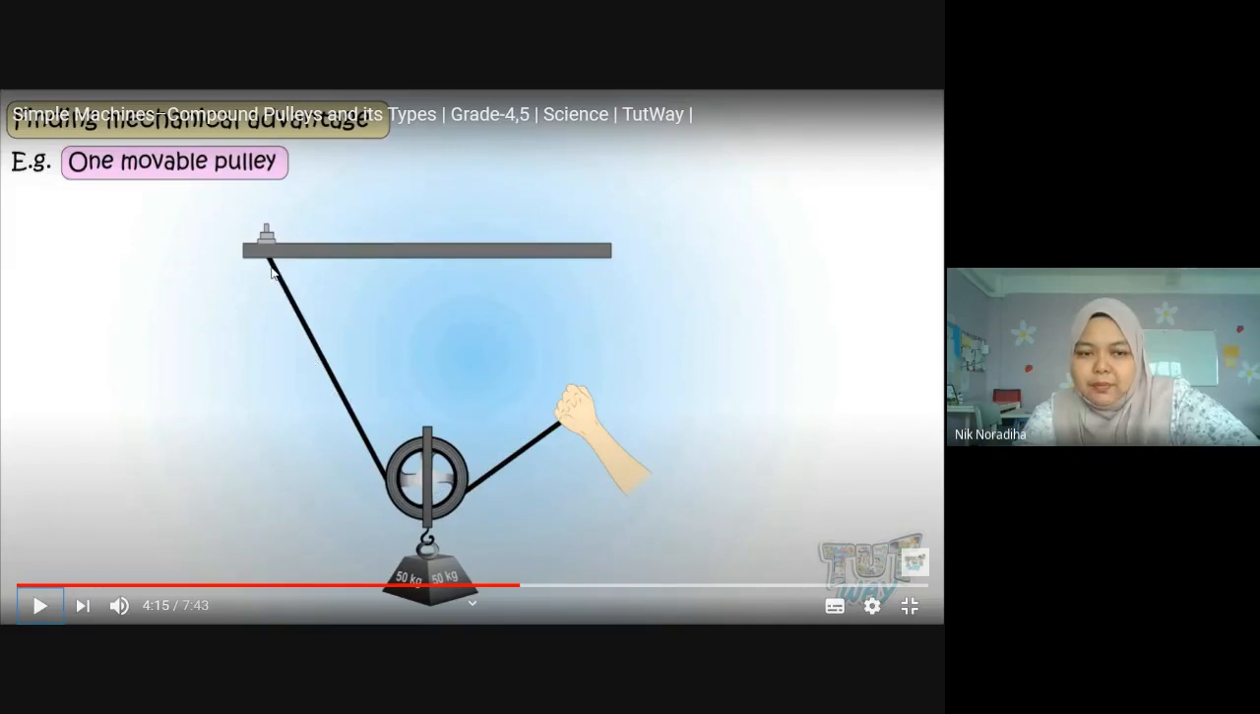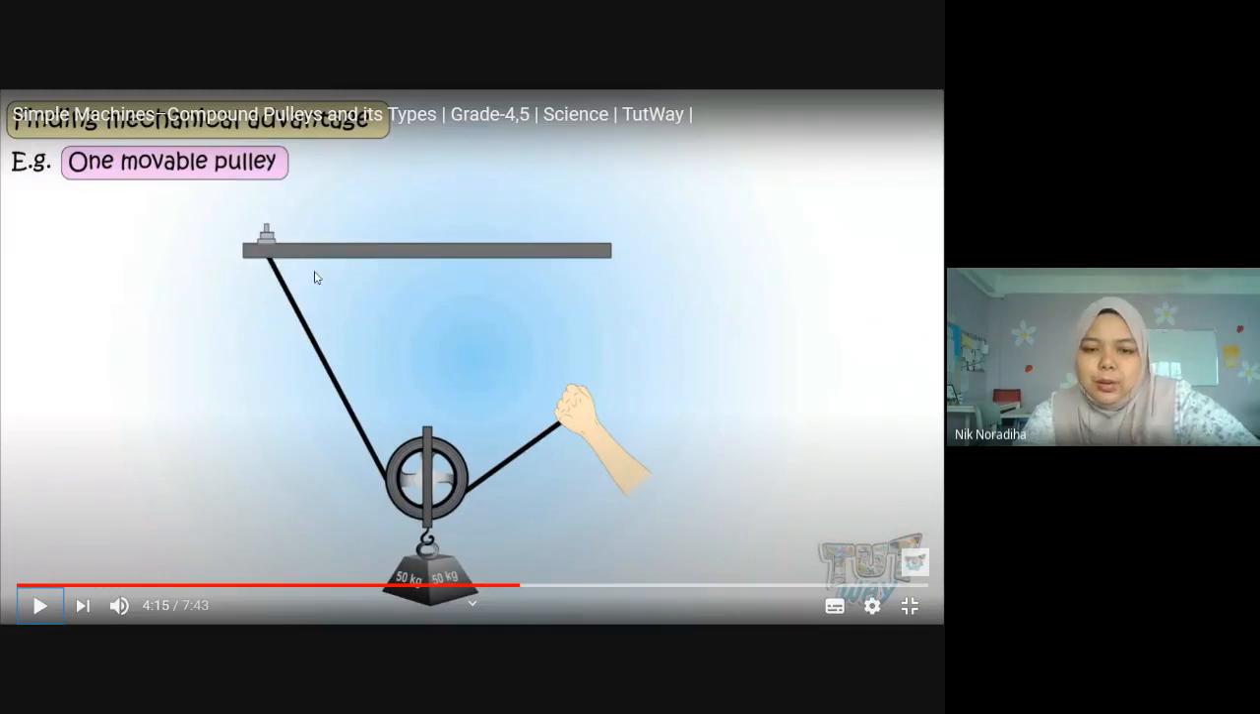One end of the rope is attached here, but the wheel can move. The wheel can move, go back and forth here. And also a person can pull the rope from here. This one is the second one. The first one, remember this one, you have to memorize this one.